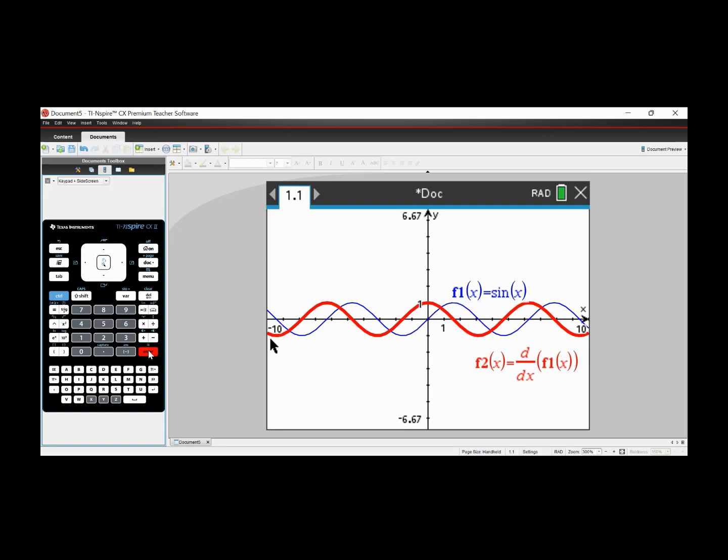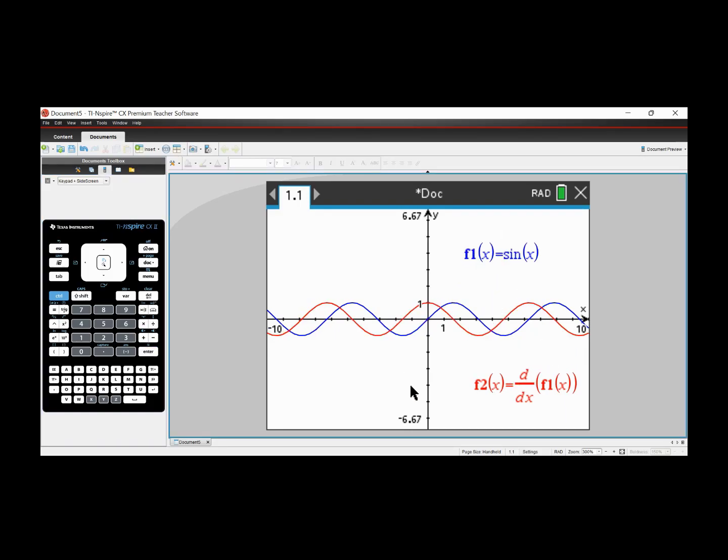So now our derivative is graphed in red. So our function is graphed in blue and our derivative is in red. So look at this red function. What is that function? That should be familiar to you.